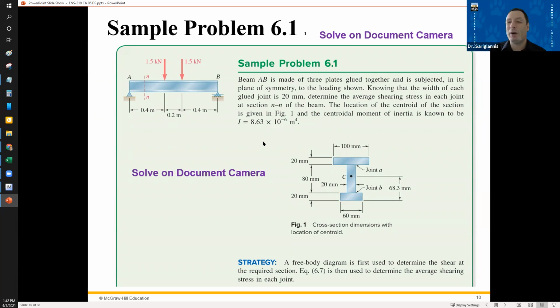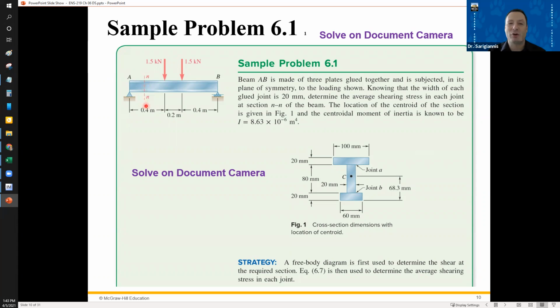And then it tells you, knowing the width of each glued joint is 20 millimeters. Now, be careful. Width, in this case, is the height, 20 millimeters, because they're obviously different lengths here. I would normally think of this as width, but their bases are different. This is 60 millimeters, this is 100 millimeters. Determine the average shearing stress in each joint at section NN of the beam. So let's look over here. Section NN of the beam.